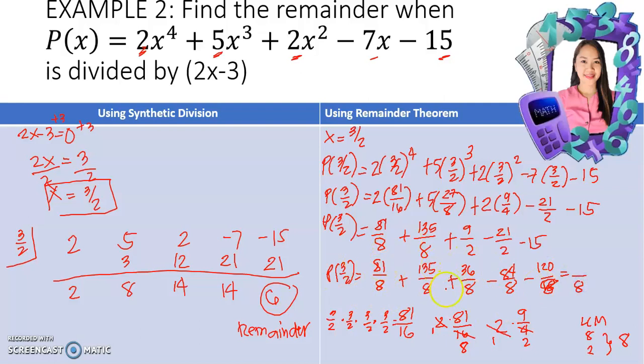Tapos 81 plus 135 plus 36 minus 84 minus 120, that is 48. 48 divided by 8 is 6. So the remainder is 6. So this is using the remainder theorem.